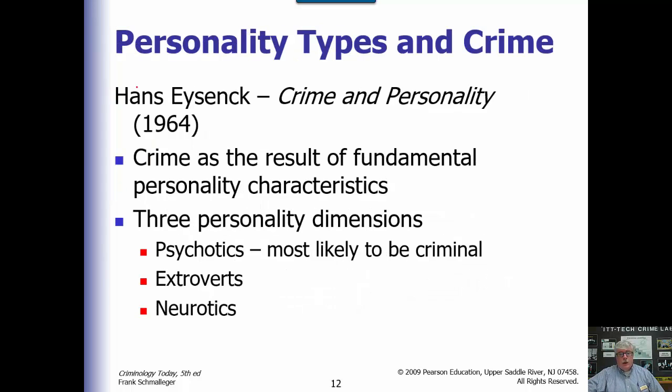All right, personality types. Eysenck studied Crime and Personality, 1964. He said crime was the result of personality characteristics, namely that he said there were three types of personalities: the psychotics, which were the most likely ones to be criminal; extroverts, which some of you may be, the people are always looking out and reaching out for people and talking to people; neurotics, or people that had some minor disability, minor personality faults, but generally are not dangerous, but could be.